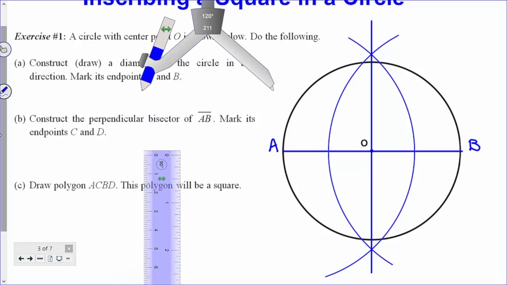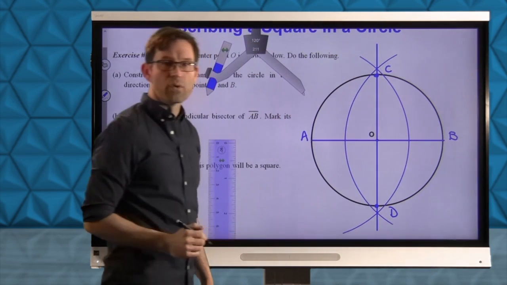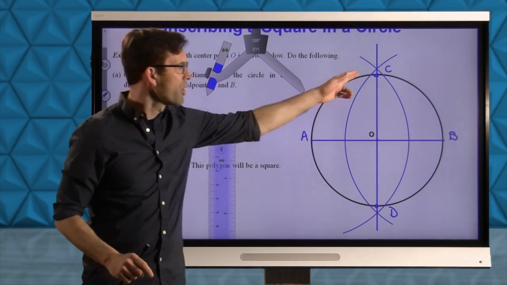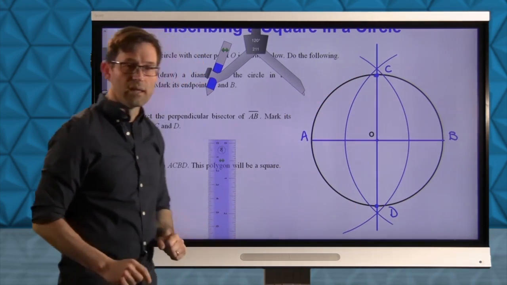All right, now, a little bit of a mistake maybe in the directions here. It says mark its endpoints C and D. What I really want to do is mark the points where it intersects the circle as C and D. The perpendicular bisector itself you could claim is a line, so it has no endpoints. But I want to mark where it intersects the circle at C and D.